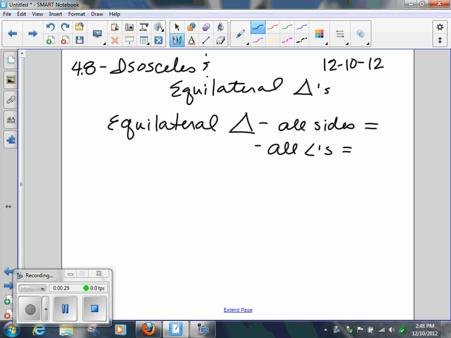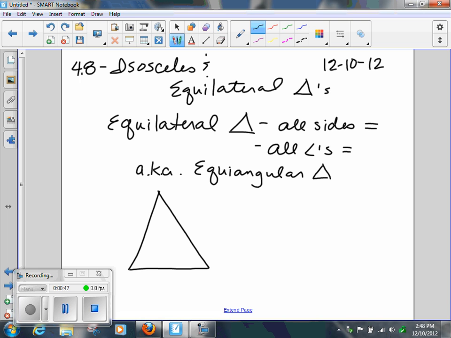So that means an equilateral triangle is also called an equiangular triangle, aka equiangular, right? And it looks like this. These are the triangles that we've been drawing since like kindergarten, first grade. They're the ones we always draw. They're perfect.